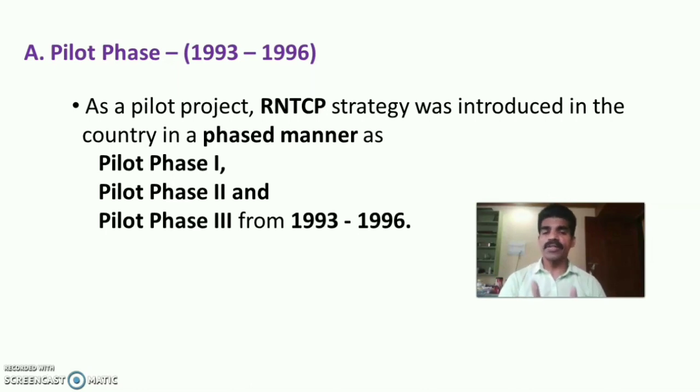The Government of India renamed the National Tuberculosis Control Program as RNTCP from 1993 onwards. In the first 3 years, it was a pilot project. So the RNTCP strategy was introduced in India as a pilot project in a phased manner, that is pilot phase 1, pilot phase 2, and pilot phase 3, from 1993 to 1996.